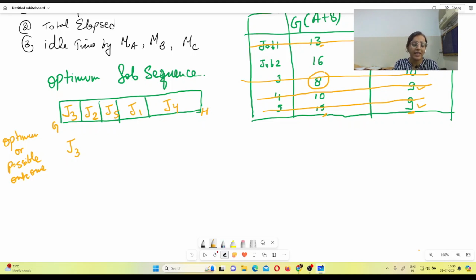Therefore, what I do, I write J3 at the starting one, but J5 at the last one, because it has the maximum difference. Once it is done, J3 has already been done. Now the difference for 9 over here is 1 and here is 4. What I do, I write J1 over here. This has also been done, right?